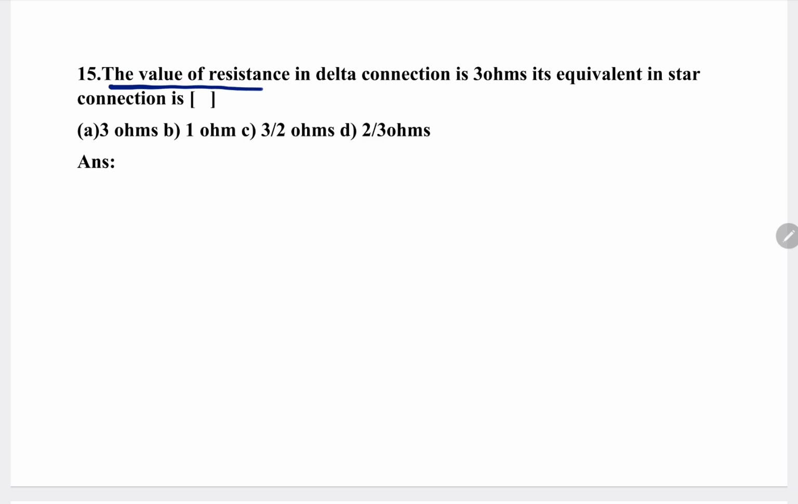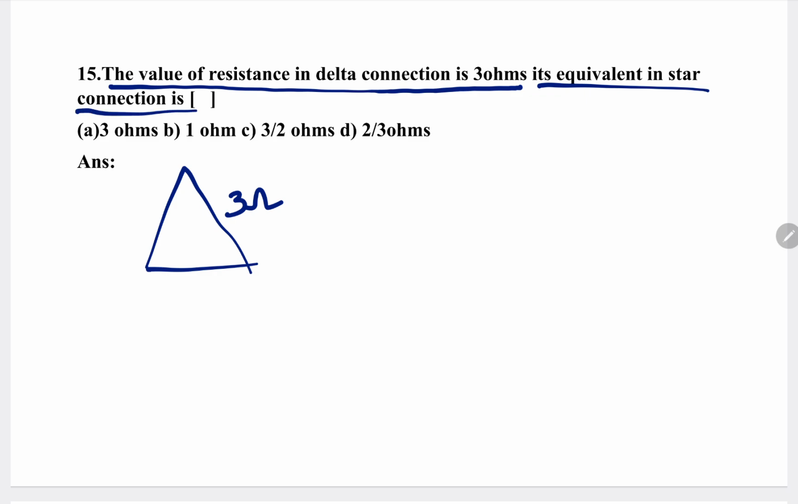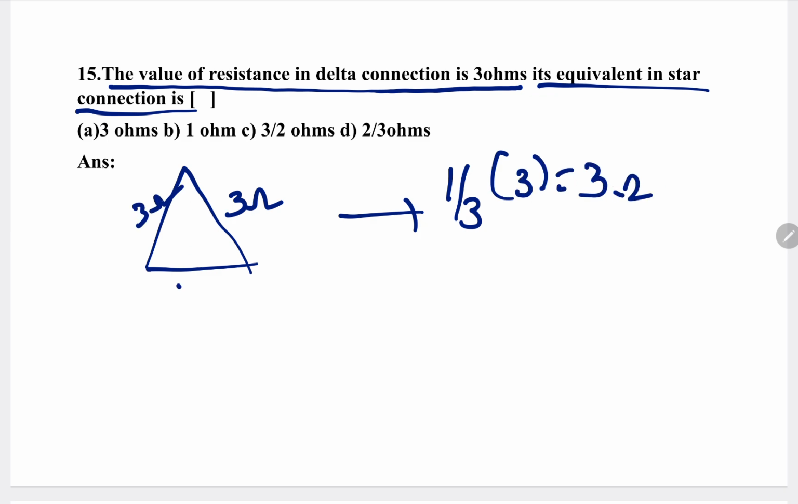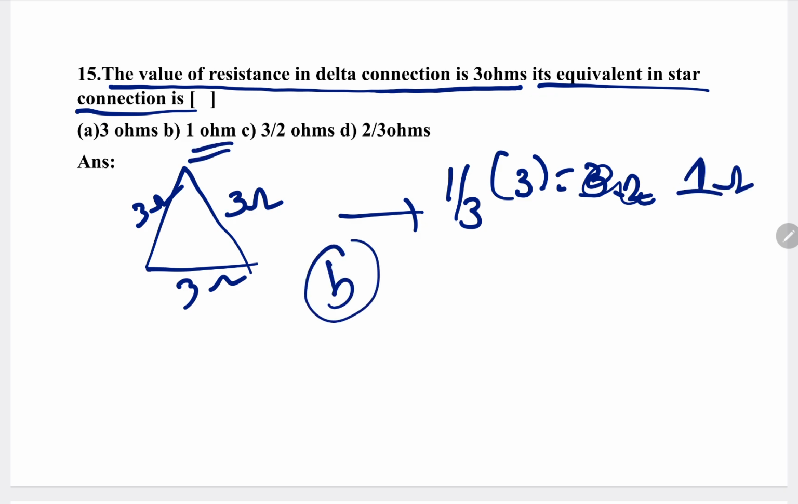Next, 15th question. The value of resistance in the delta connection is 3 ohm. So this is 3 ohm, and we need its equivalent in the star connection. Here we are assuming all the resistors are 3 ohm in the delta, they become one third of 3, that is 1 ohm in the star connection. Answer is B.